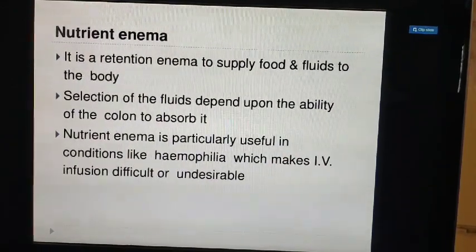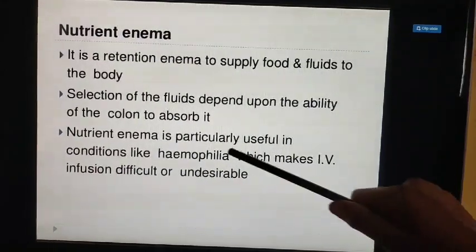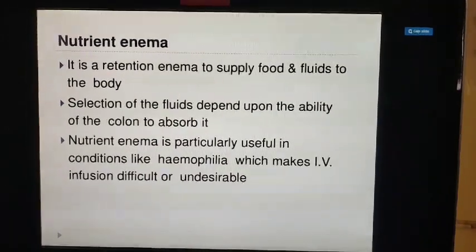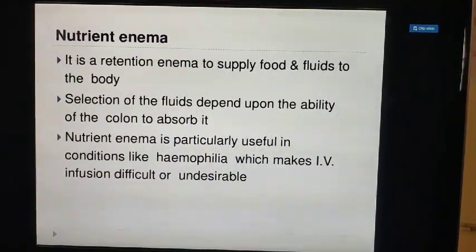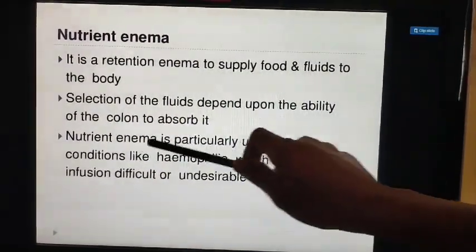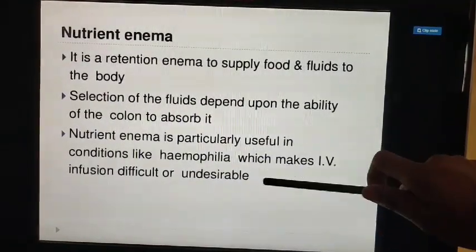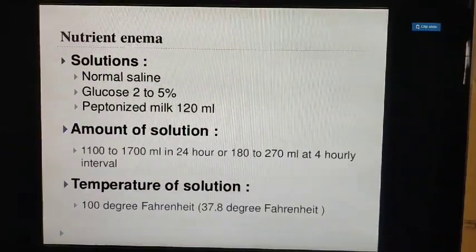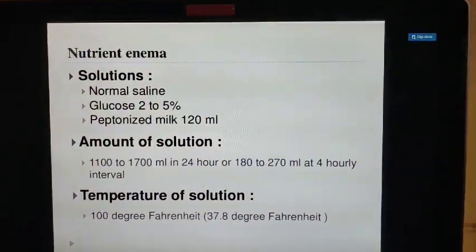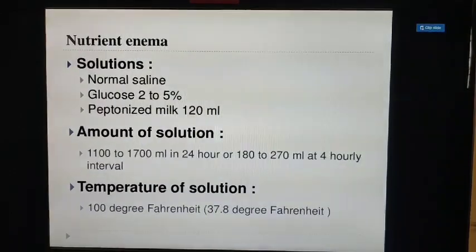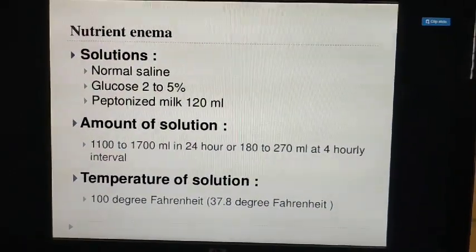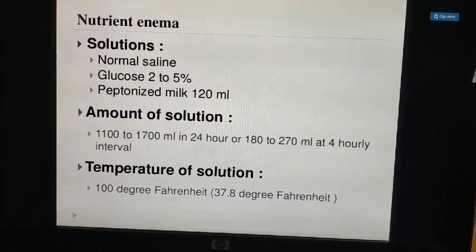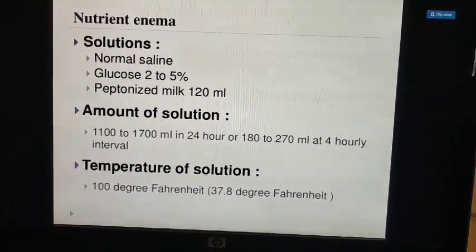In hemophilia cases, the bleeding does not stop at all, it is a bleeding disorder. In that condition, a lot of blood is lost, isn't it? The body doesn't have any nutrition, so we give this nutrient enema. The solution is normal saline, glucose 2 to 5%, and peptonized milk, 120 ml we can give.